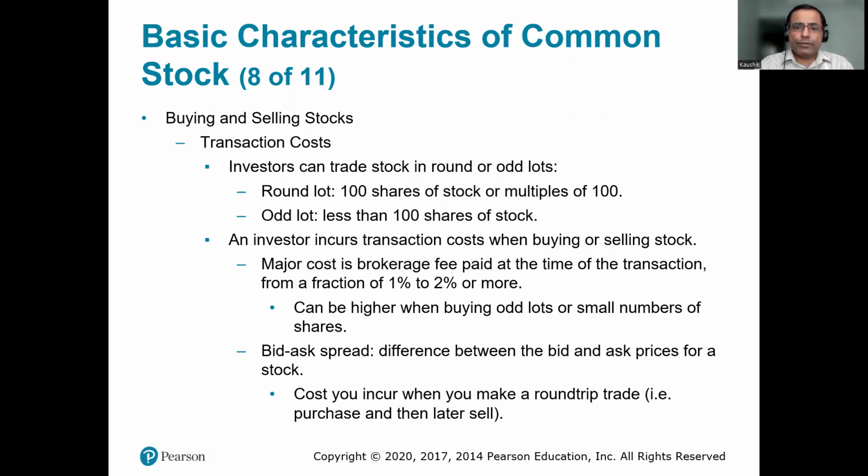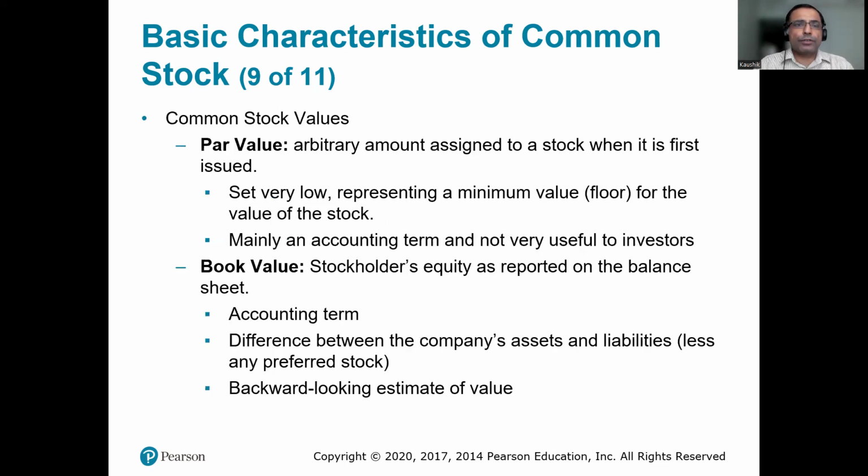One part is the brokerage fee that is paid while doing the trade. Apart from that, there could also be a bid-ask spread. In this case, bid is the price at which the investor will sell the stock, and ask is the price at which the investor will buy the stock. The difference between bid and ask price is a cost which is incurred for a round trip trade, that is purchase and sale of the same stock. These are some of the costs involved in trading of stocks.